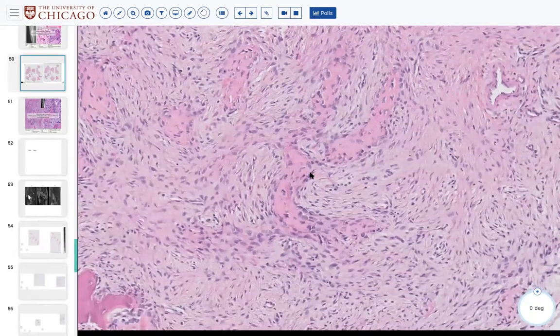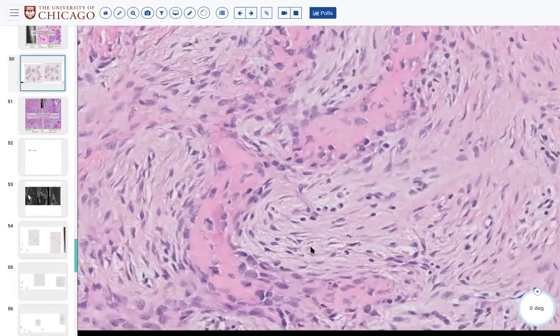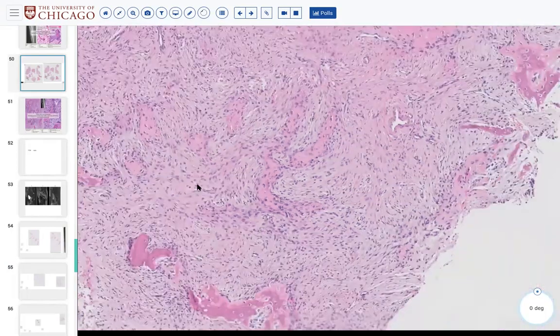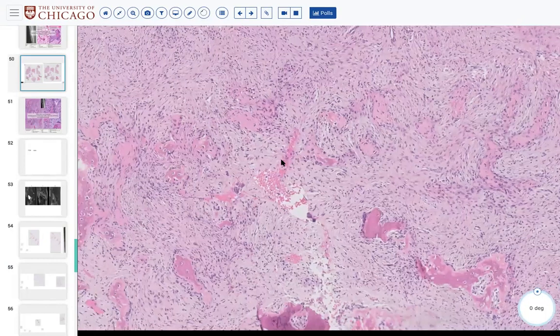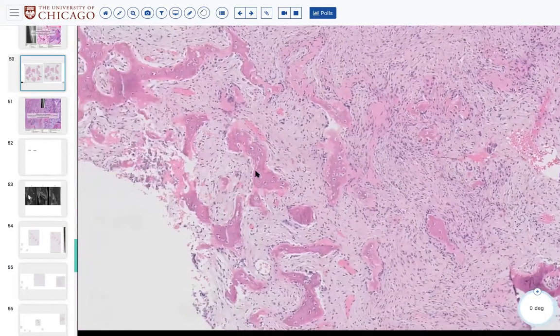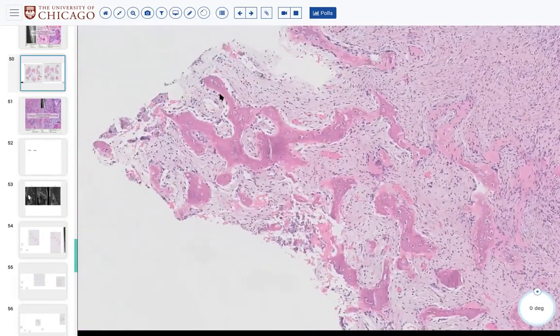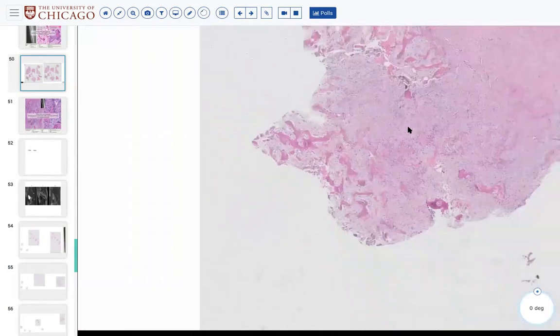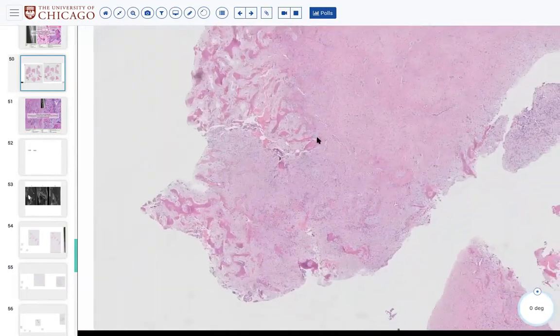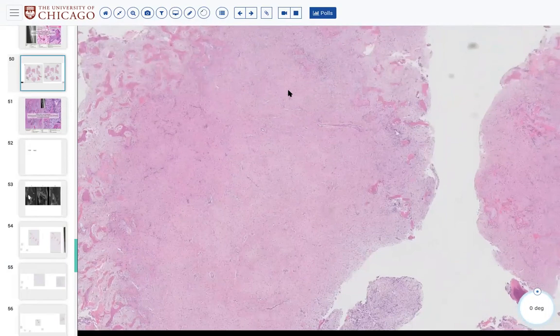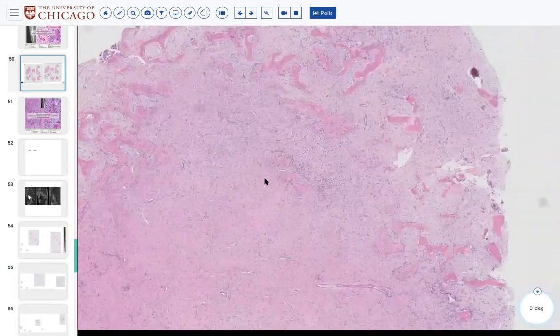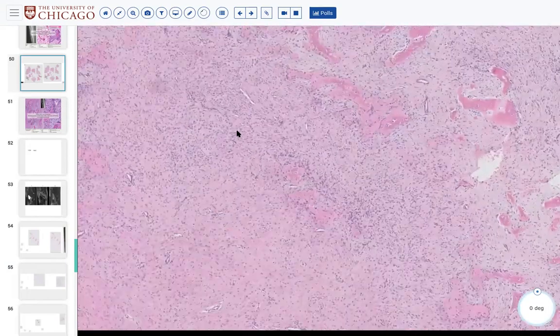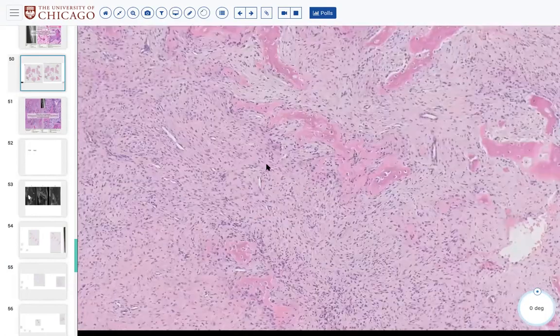So here's osteoid with nice osteoblast rimming. The osteoblasts look generally quite monotonous and bland. And then as you progress, they mature out to a little bit more woven bone with osteoblast rimming again. So a pattern, an architectural pattern of fibrous tissue as well as bone. So this would be one of the fibro-osseous lesions of bone.